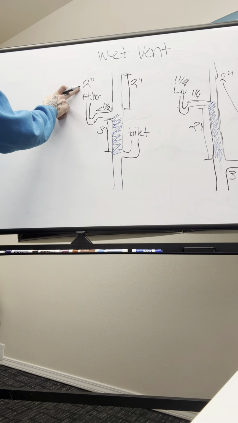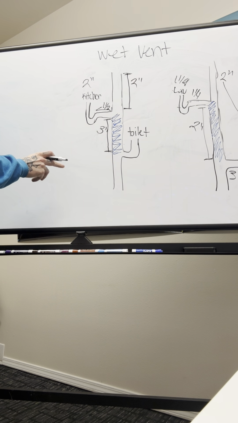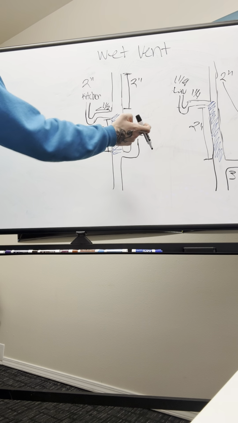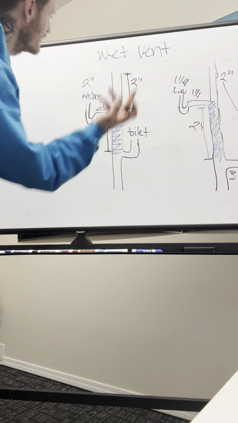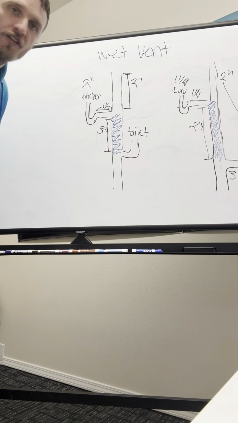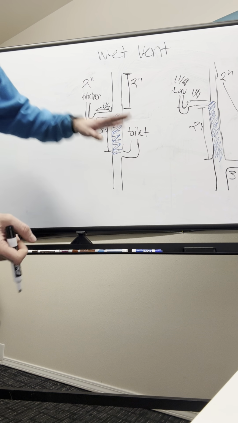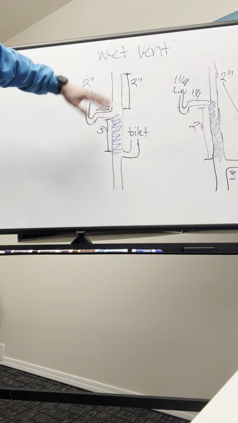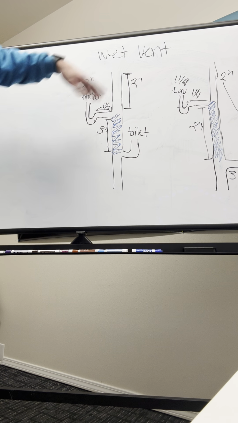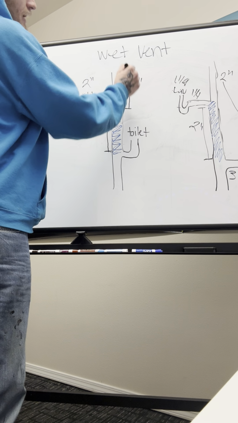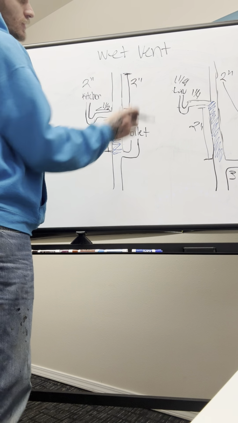We got 2 fixtures for our kitchen sink. I'm actually just making this up, I forgot. Let's say we got 2 fixtures here, 4 fixtures here, 6 fixtures, whatever. It's completely wrong, but it doesn't matter. Our venting now can go down to 2 inches here, because we're in no more wet vent.